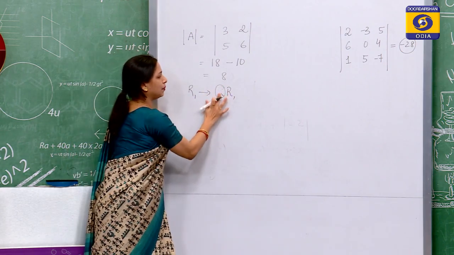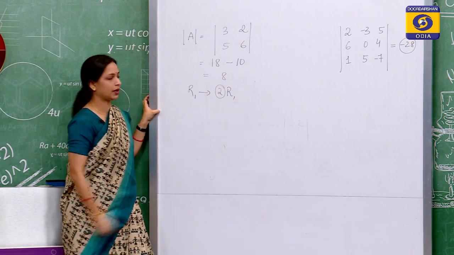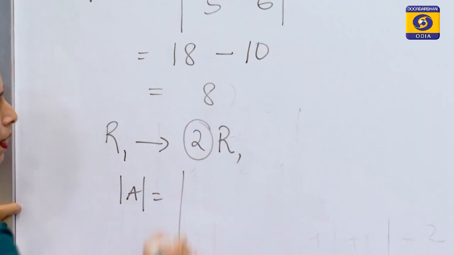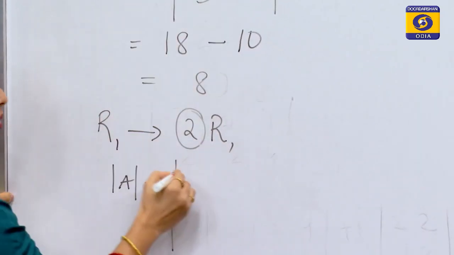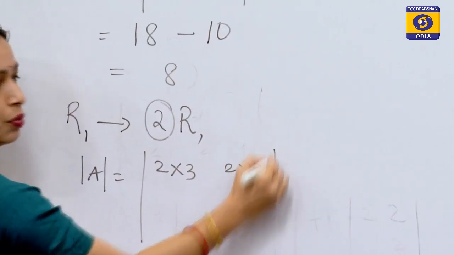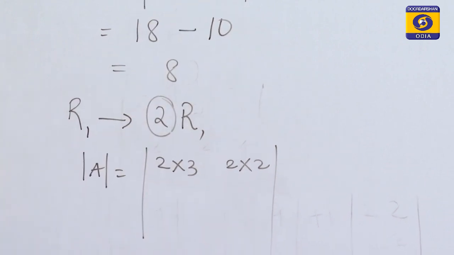Let us say I am multiplying row 1 elements with 2, right. So, now the new determinant will be 2 R1 elements. So, 2 into 3, again 2, 2 into 2, right. Same row 1 will be the same, right.